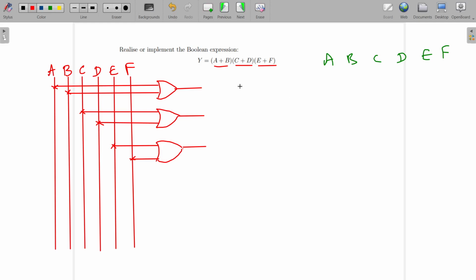So 3 OR gates are drawn, and these terms are combined using this dot product, isn't it? So dot product means it is AND gates. So we are going to combine them. Okay, that's all. We get the output here. So the output is Y.